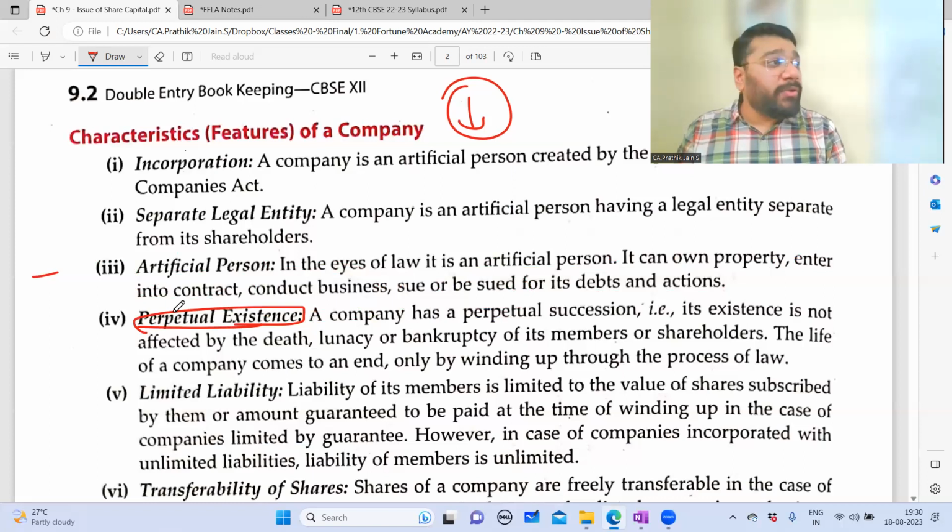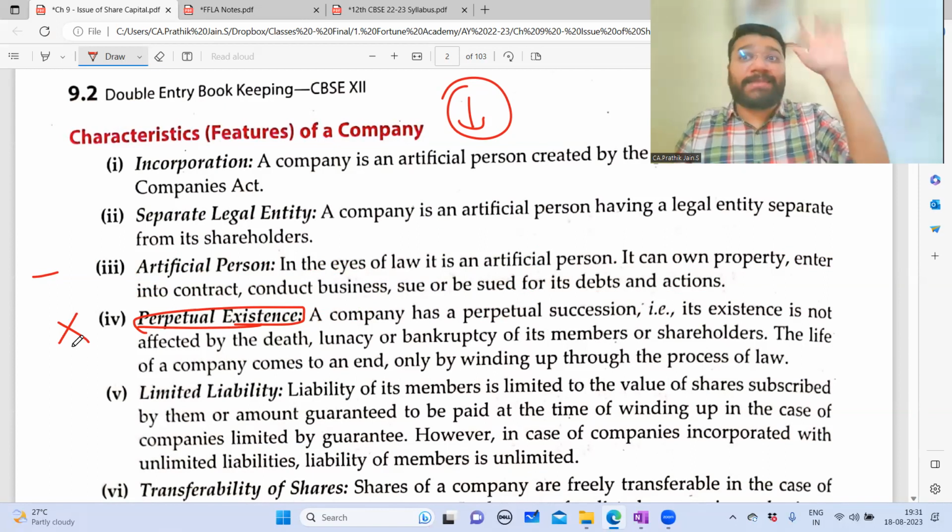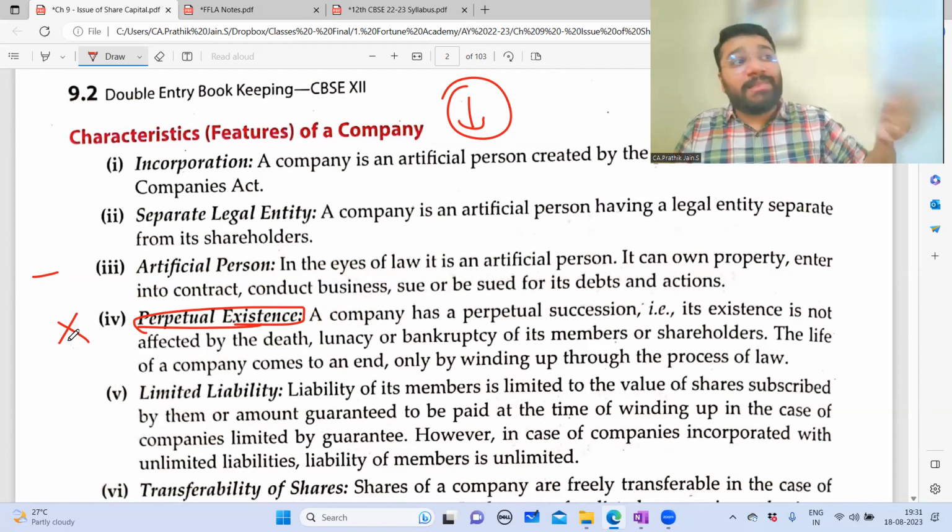In a partnership, what do they do? If a partner dies, they close or dissolve the business and form a new partnership concern. Like that, do we need to do that here? No. Had this concept of perpetual existence or succession not been there, then yes. A person dies, then the business has to be closed and a new business has to be started.